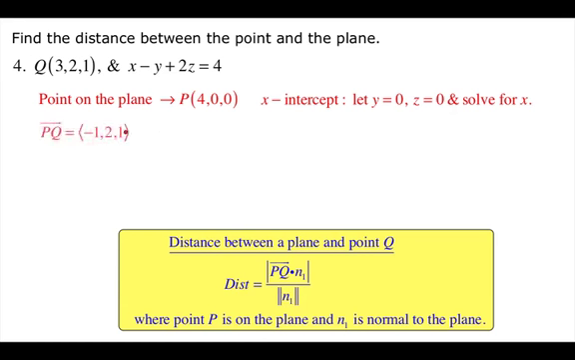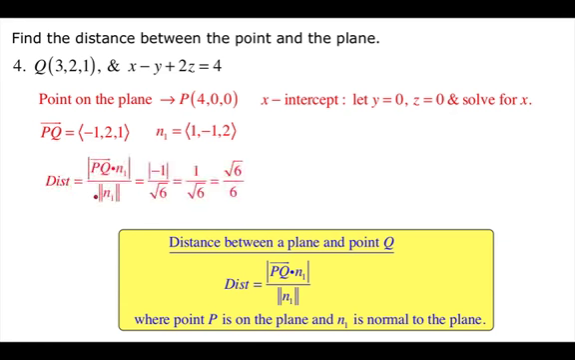So now I find PQ, and this is the vector that I get in component form. So then this is my normal vector to the plane, 1, negative 1, and 2. And then I plug it into the formula, take the dot product, I get negative 1, find the magnitude of the normal vector, and simplify. And this is the distance between the plane and the point. And this basically concludes the video.